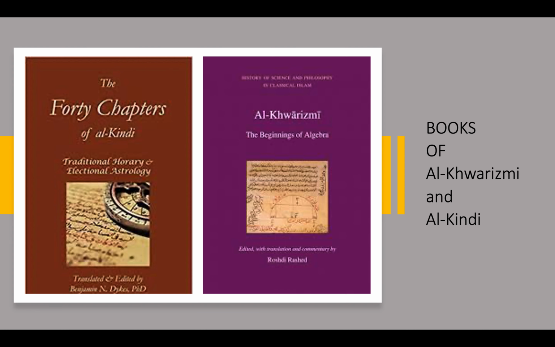These are the two books of Al Kindi and Al Khwarizmi. The first book of Al Kindi is the 40 chapters of Al Kindi, which include horary and astronomy, and the second book, of Al Khwarizmi, is related to the beginnings of algebra.